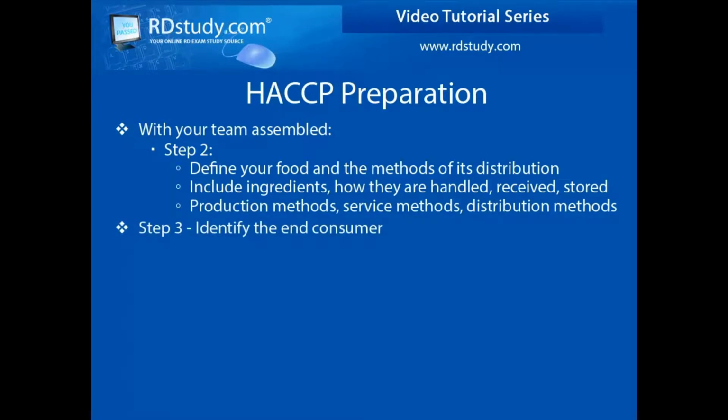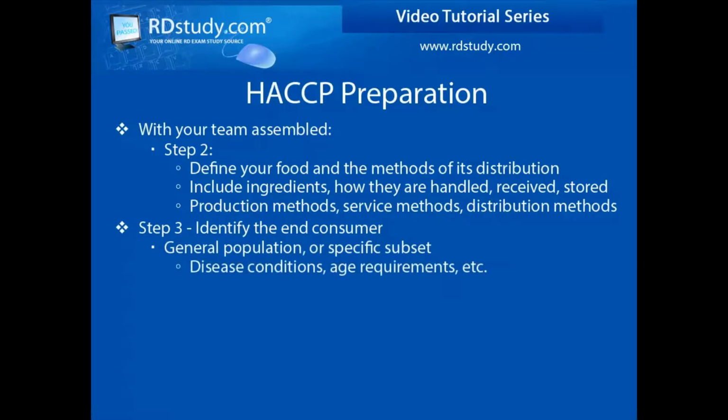Step 3 for the team will be identifying who will be the final consumers of your product. Is it the general population, certain patient types, the elderly, or patients in a skilled nursing facility? It is important to know who will be the consumers of your food products.